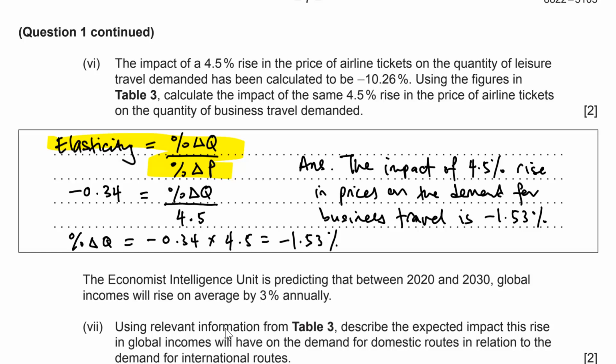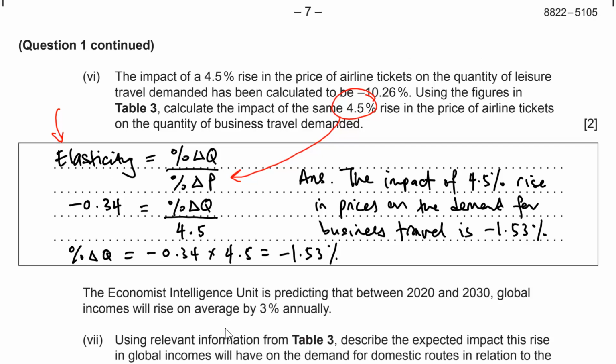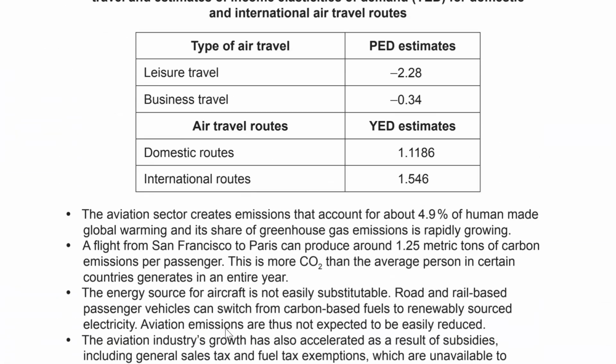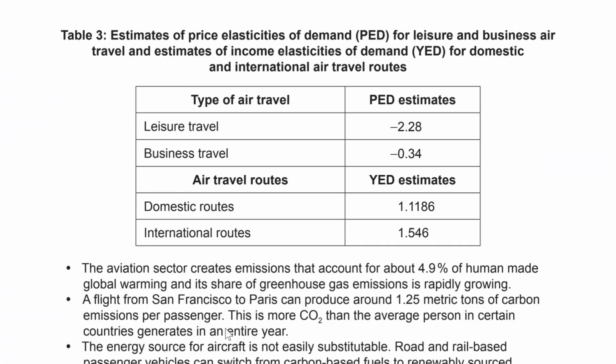Now, we know that the price has changed by 4.5%. So that's going to be percentage delta P. It's going to be 4.5%. The elasticity, we actually get from the table above. Remember, we're trying to find the price elasticity of demand for business travel. So let's go back up to the table, and lo and behold, the price elasticity of demand for business travel is minus 0.34.